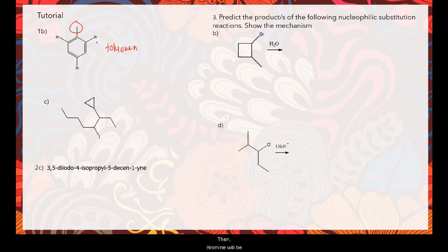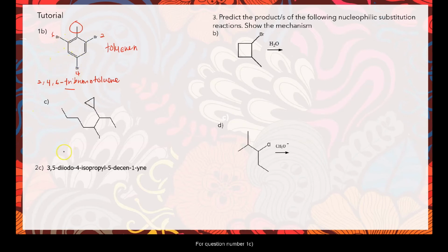Then bromine will act as substituents. Bromine is located at carbon number 2, 4, and 6. So we can name the compound as 2,4,6-tribromotoluene. Why tri? Tri means it consists of 3 bromine atoms.